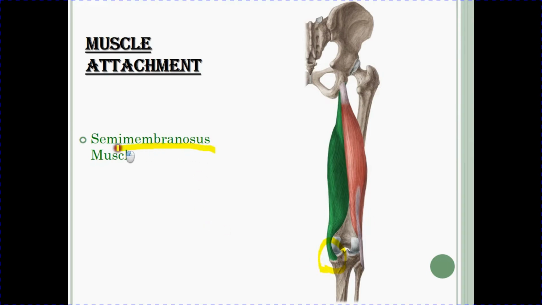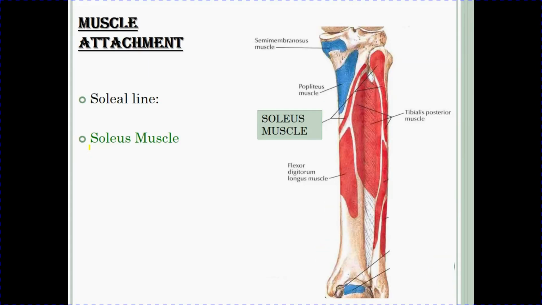Now on the posterior surface of the shaft of the tibia, there was a line which was called the soleal line. From the soleal line, the soleus muscle arises. Now see, this is the soleus muscle, and you can see that it is arising from the soleal line. The soleus muscle also arises from the fibula.